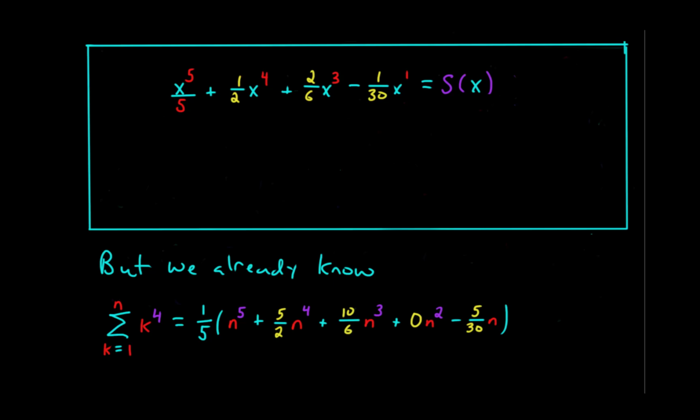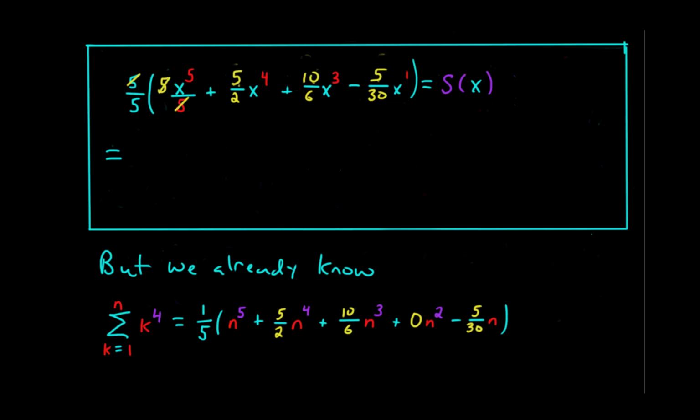So to do that, I'm going to multiply the top equation by a creative form of 1 by 5 over 5. And when I do that, I distribute the 5 across to all of those terms. So that will give us 5 times x to the 5th over 5 plus 5 over 2 times x to the 4th plus 10 over 6 times x cubed minus 5 over 30 times x to the 1st.